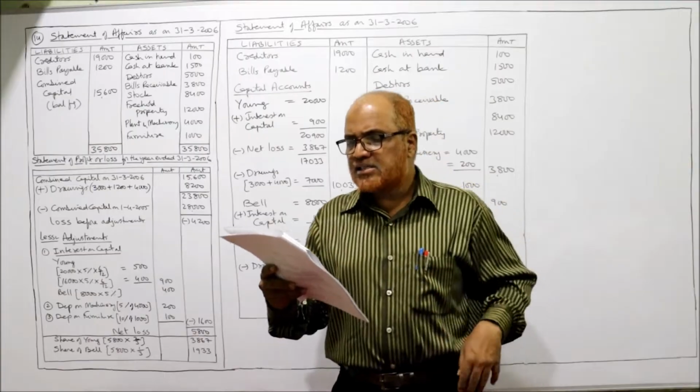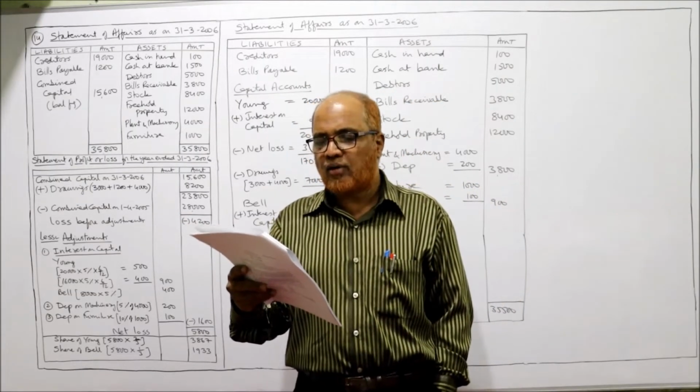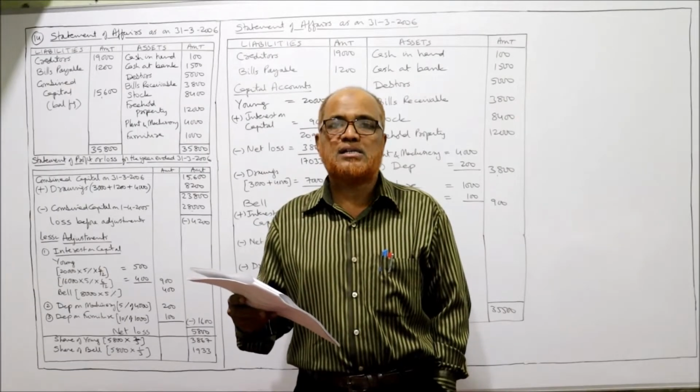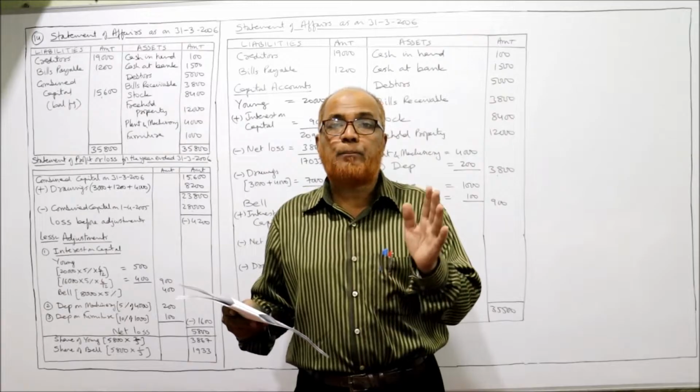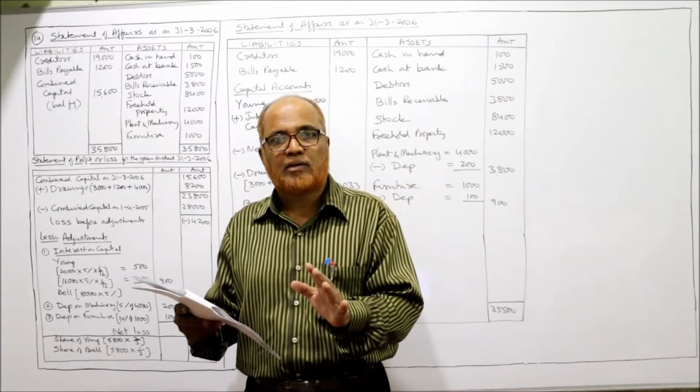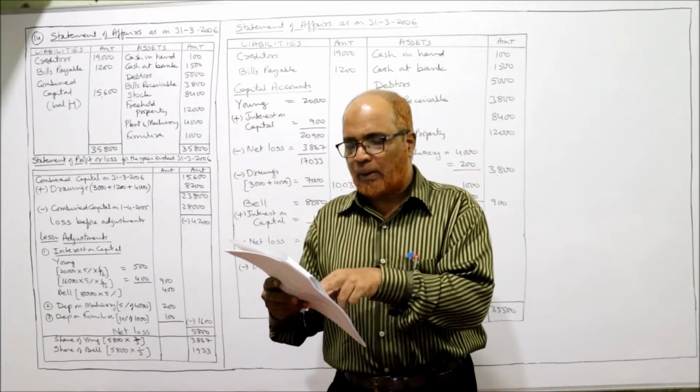Now, Young's drawings during the year had been rupees 3,000 and Bell had drawn 1,200 rupees. Drawings are given. That means cash withdrawn by the owner, by the partner, for personal use. That is called drawings. So Young's drawings are 3,000 and Bell's drawings are 1,200.